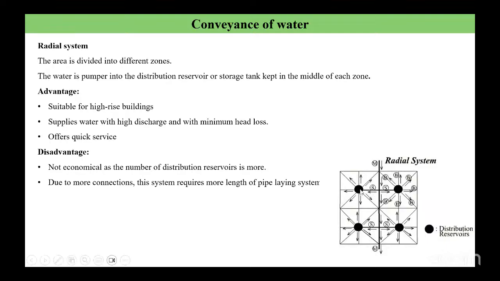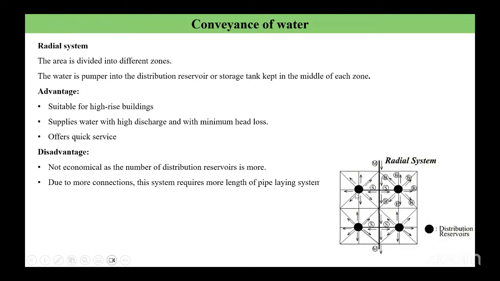So if you look into the advantages, the radial system is mainly suitable for high rise buildings, and this also supplies water with high discharge and with minimal head loss. Pressure is created, there is a high amount of water discharge, and it offers quick service. So even though one system fails, the other one is ready to supply the water.